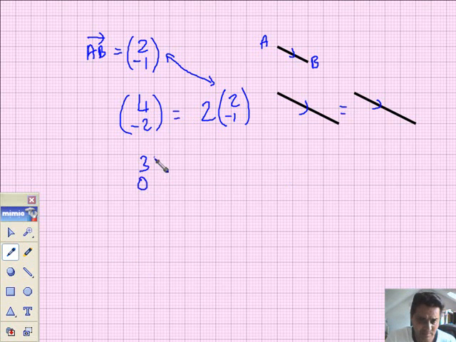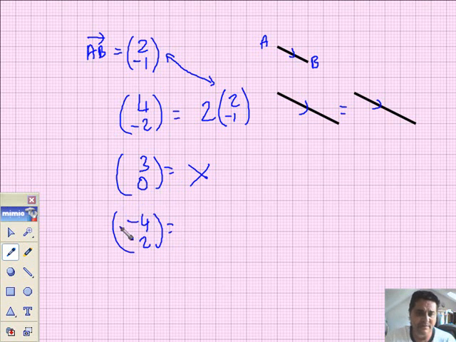Well, I can tell you the next one is a complete waste of time. The reason is that I cannot pull out a common factor of 3 and 0 to end up with (2, -1). So it can't be done. Next one. Looks a bit tricky. (-4, 2). Well, look at it.